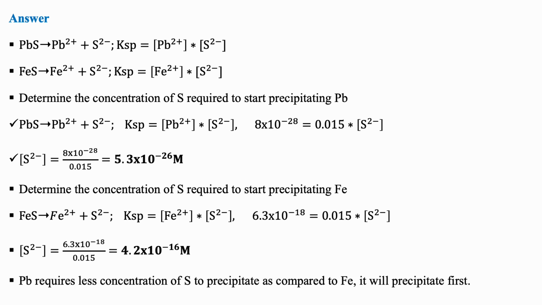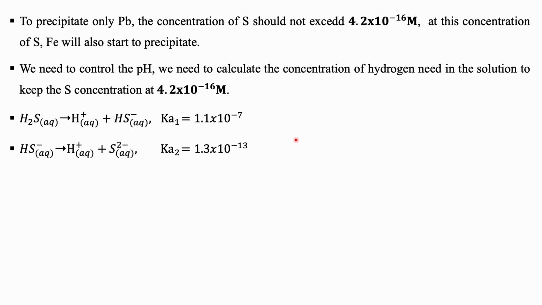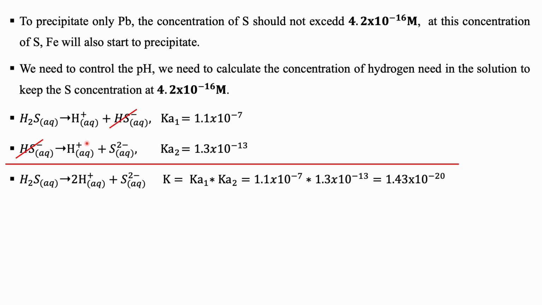So we also do the same by calculating the concentration of the hydrogen required in the solution, so that the concentration of S2- stays at 4.2 times 10 power negative 16 molar. So we use the dissociation. You can see that K1 was given, K2 was given. Then we calculate the overall reaction. The H+ in one equation is the same as in the other, so it will cancel. Then we also calculate the overall reaction constant, which is K1 times K2. Then we get 1.43 times 10 power negative 20.